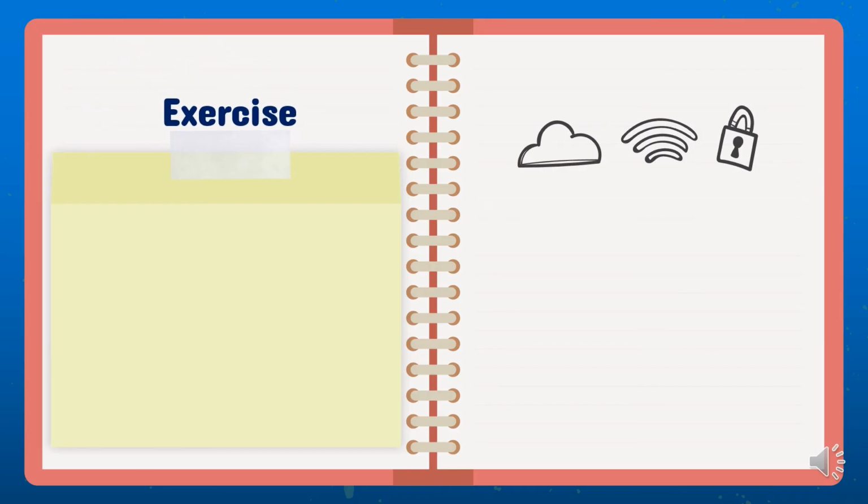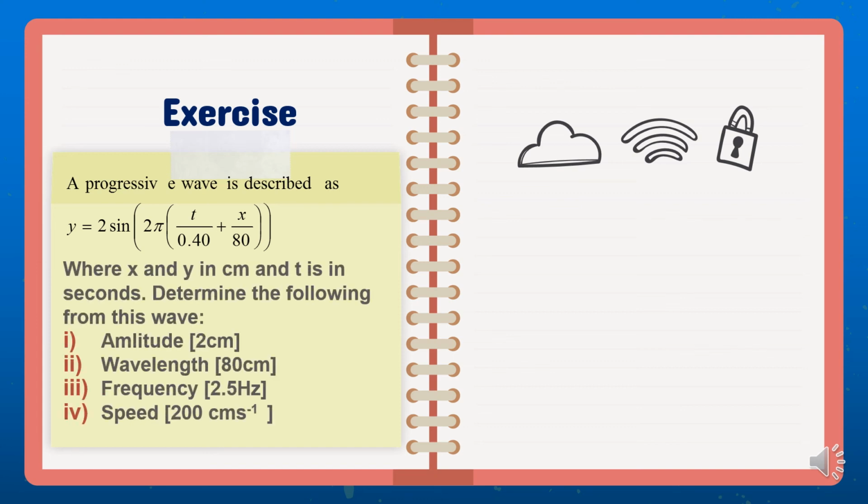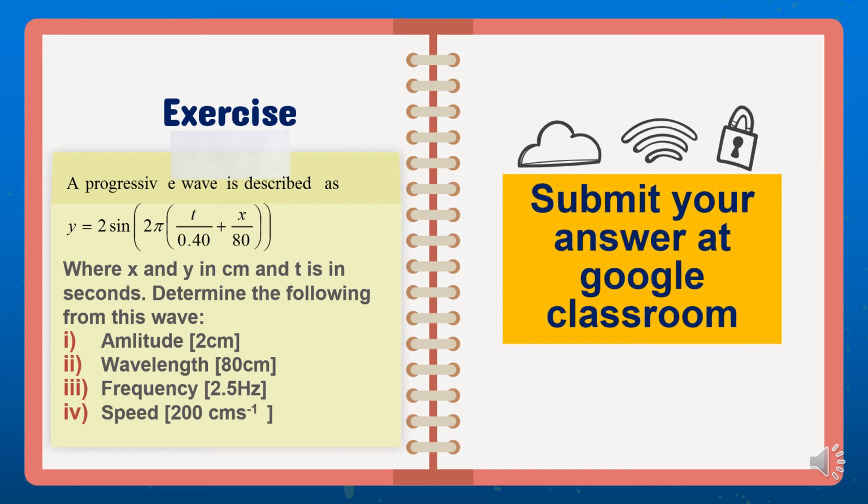Okay class, now let's test your knowledge about today's lesson. Take a look at the question given. Read the question carefully. The question gives you the equation of the displacement, where x and y are in centimeters and time t is given in seconds. The question asks you to find the value of amplitude, wavelength, frequency and speed. Try to solve it and then submit your solution at the Google Classroom.